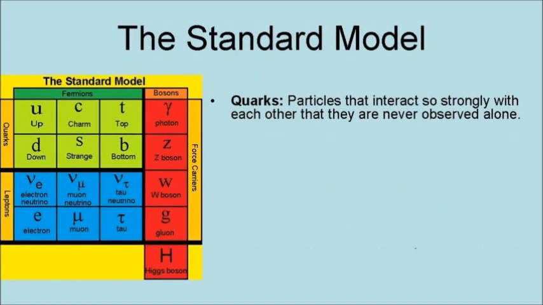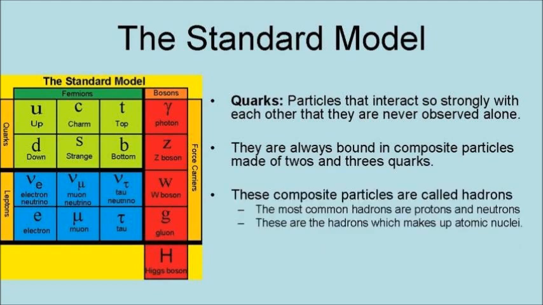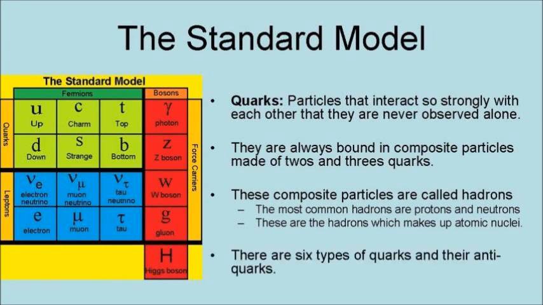Quarks are particles that interact so strongly with each other that they are never observed alone. They are always bound in composite particles made of two or three quarks. These composite particles are called hadrons. Now, the most common hadrons are protons and neutrons, and they make up atomic nuclei. There are six types of quarks and their antiquarks.